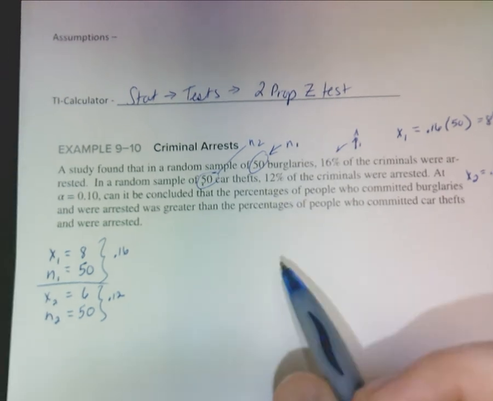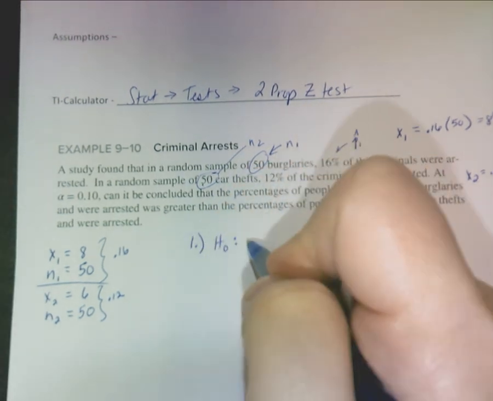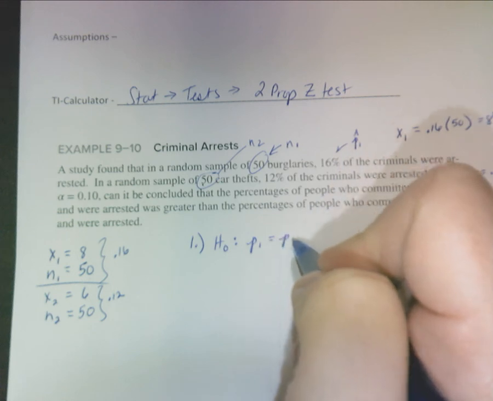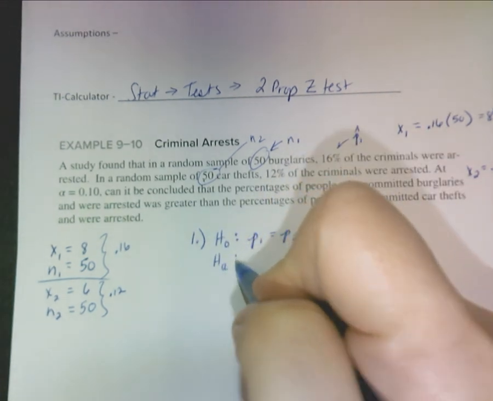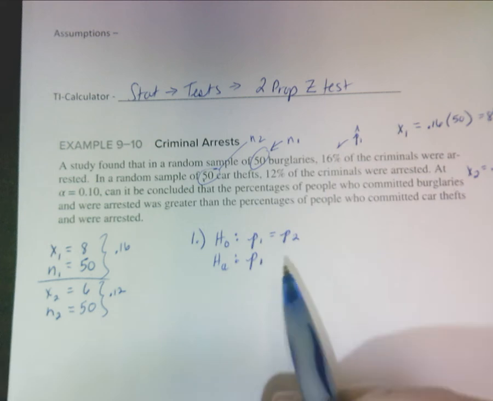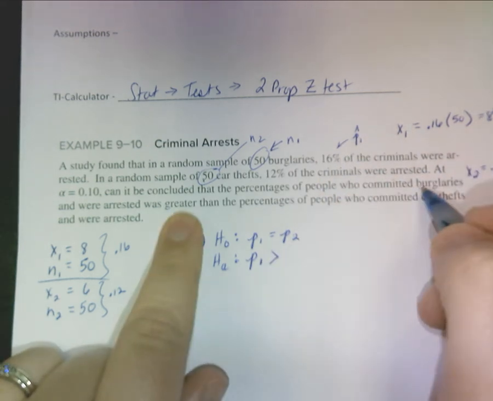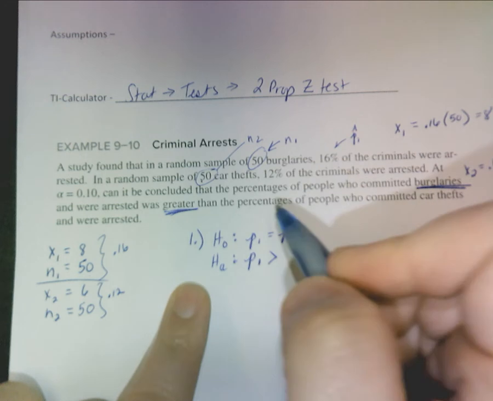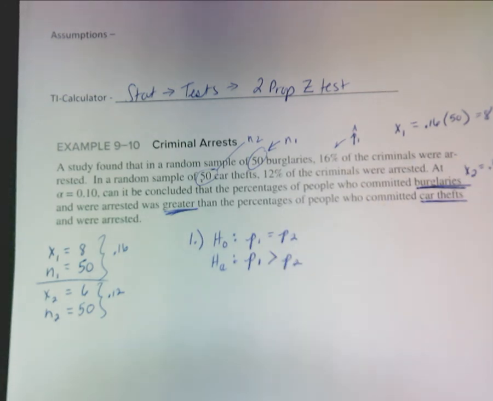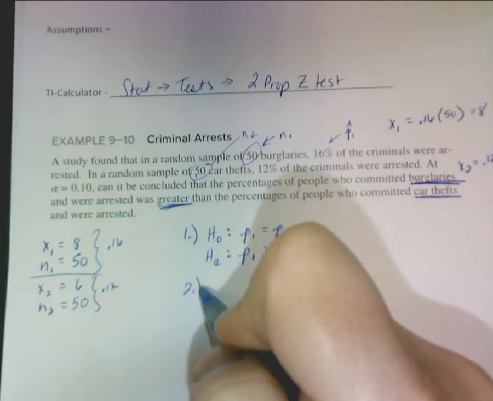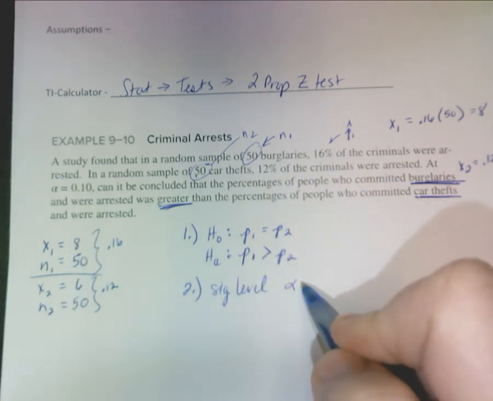Okay, so let's go through our steps here. Number 1, H0 would be that the population percentages are equal. My alternative, my claim, is that no, the burglaries percentage is greater than car thefts, P1 greater than P2. Step 2, what's our significance level? Alpha 0.10.